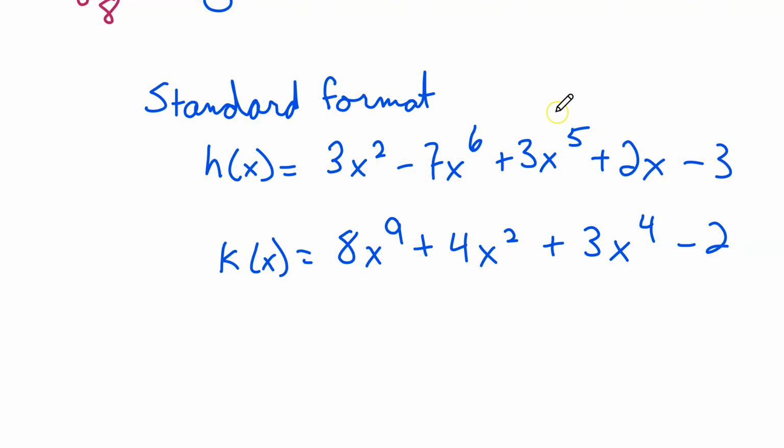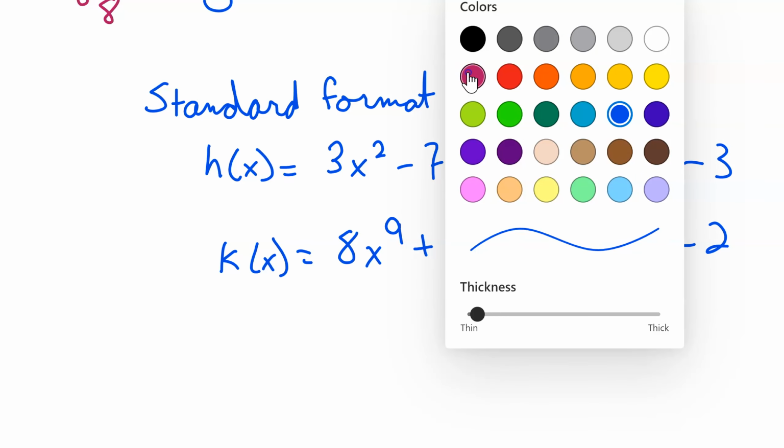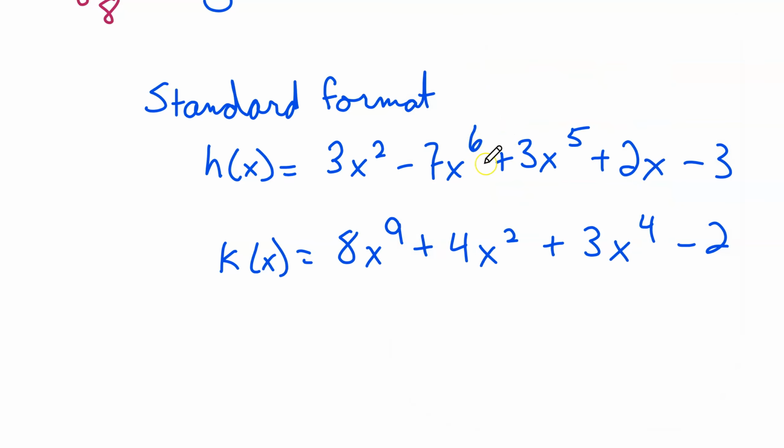Now you'll notice these are not necessarily in descending order. And so I would probably recommend that you put them in descending order, meaning the largest exponent first, because that will help you with leading coefficients later. But when they're in standard format, the degree of your polynomial is actually your largest exponent. So here we're just looking for our largest exponent.